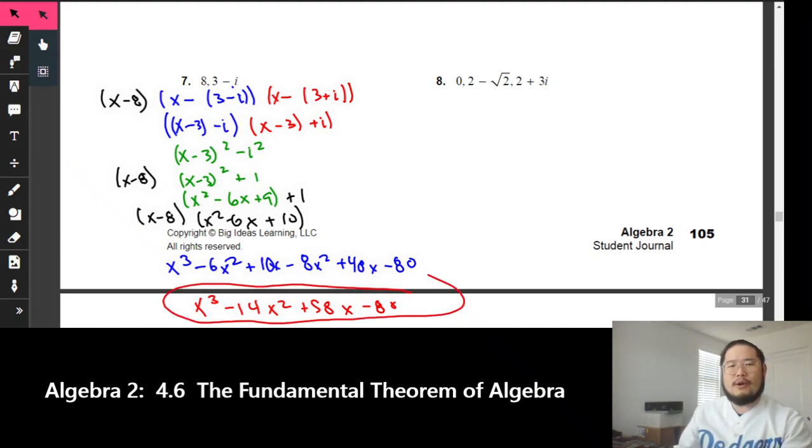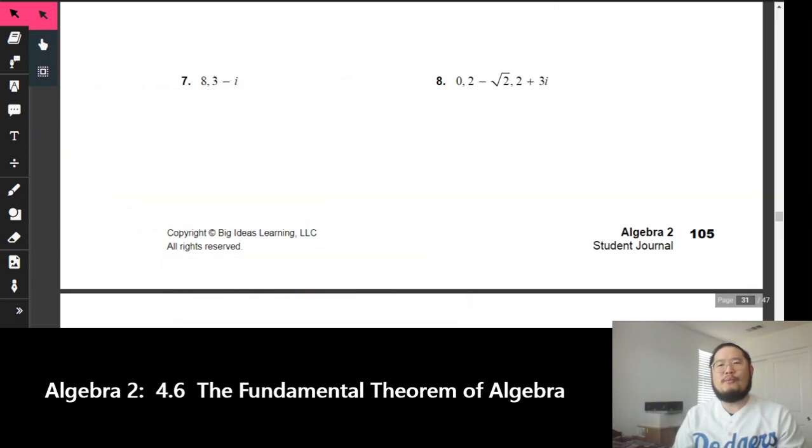And so now you're a pro at solving problems, figuring out their polynomials, coming up with the equations. And that right there is 4.6.